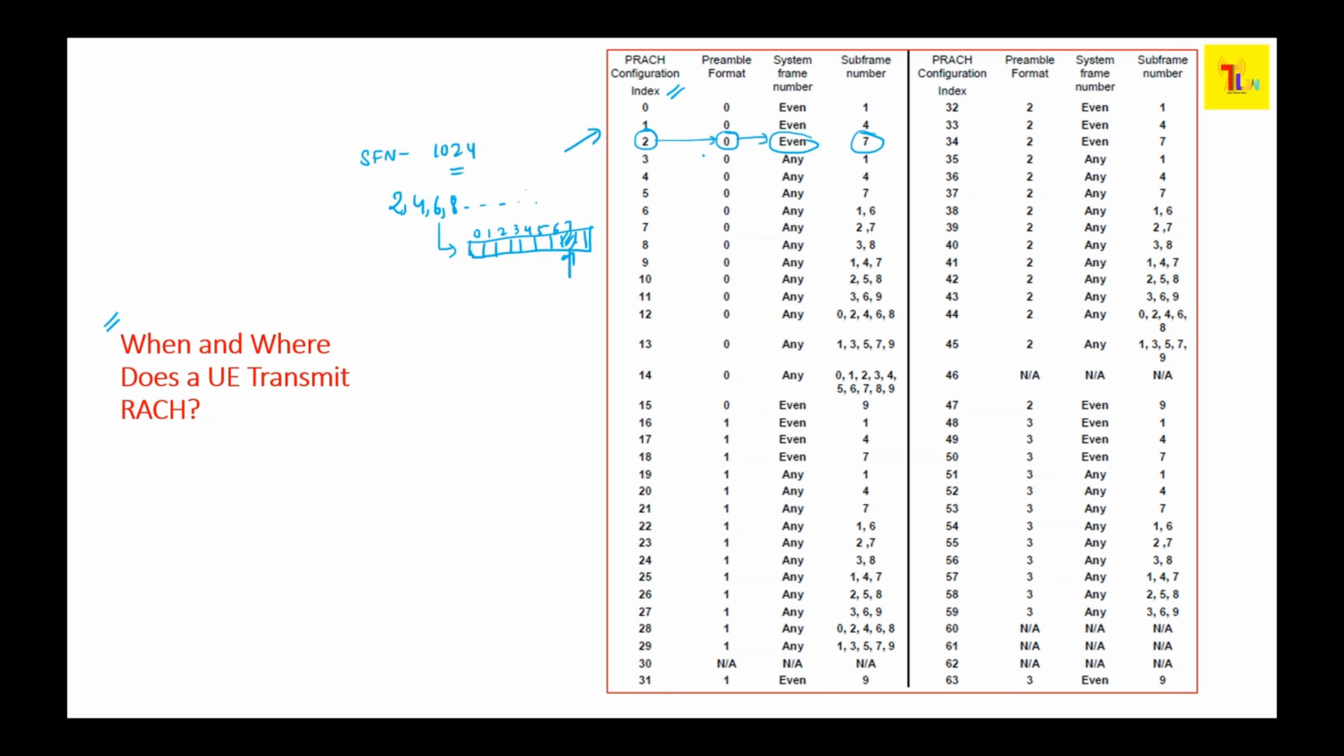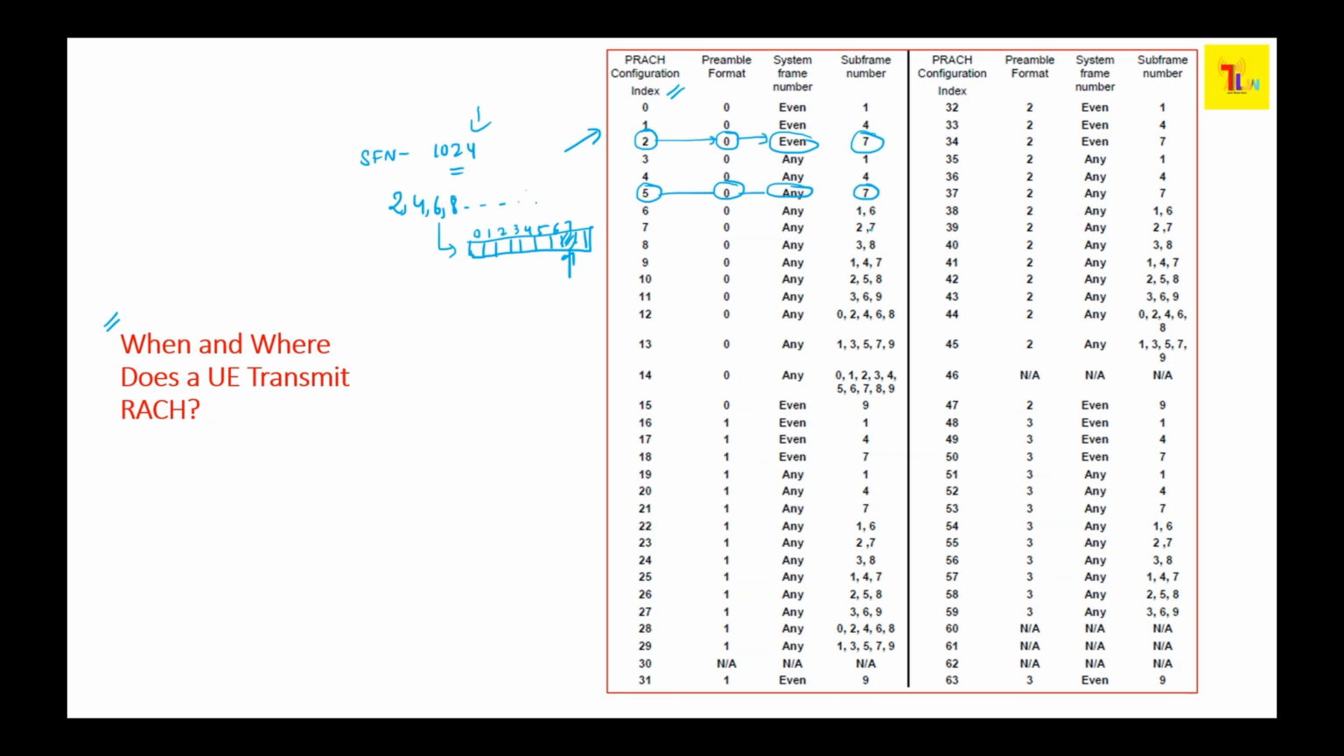If you take PRACH config index 5, it means it is going to use preamble format 0. It can go with any SFN from 1024 and go with subframe number 7. Okay, this is how exactly you want to read this.